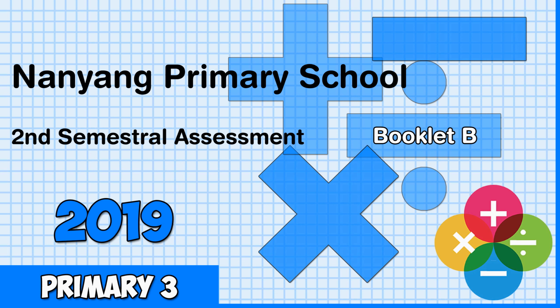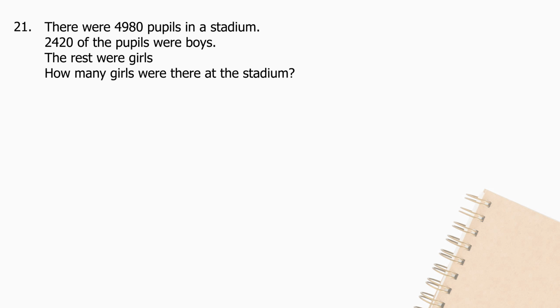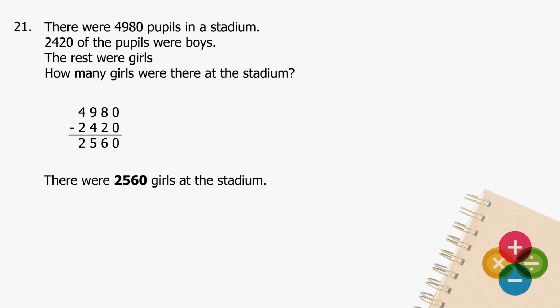Nanyang Primary School. Second Semestral Assessment 2019. Primary 3 Mathematics Booklet B. Question 21. There were 4,980 pupils in a stadium. 2,420 of the pupils were boys. The rest were girls. How many girls were there at the stadium? Subtracting 2,420 from 4,980, the difference is 2,560. There are a total of 2,560 girls at the stadium.